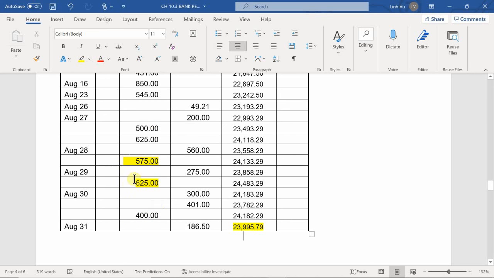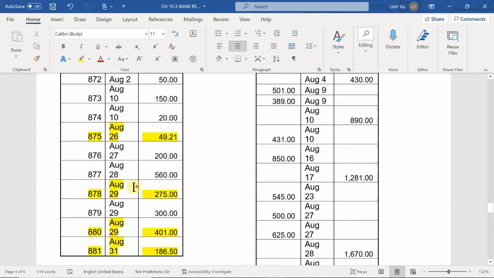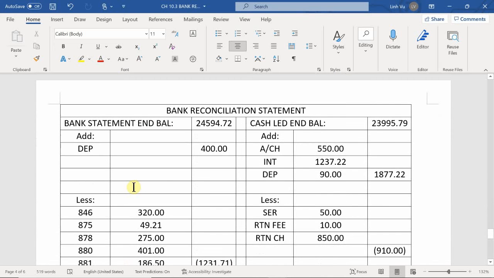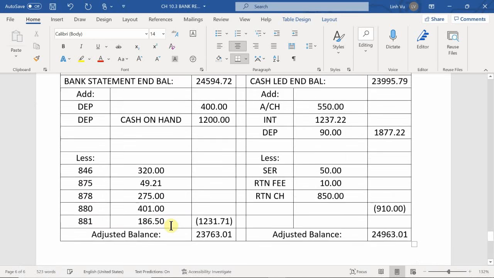So in this case, let's calculate this. What is 575 plus 625? 1,200. Exactly 1,200. The $1,200 that you are missing. In this case, does the bank know that we have this cash on hand? No. The bank does not know we have this cash on hand. So in this case, that's exactly what I'm going to do here. It's assuming that you're going to make a deposit. So cash on hand for the $1,200. And of course, that was the discrepancy we were looking for.